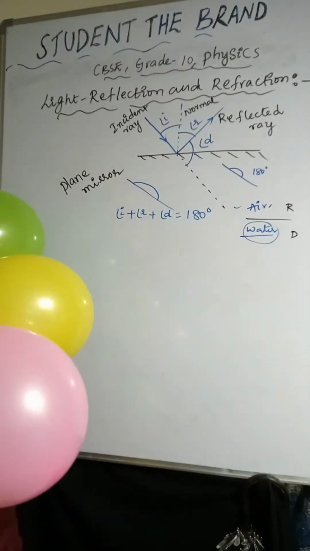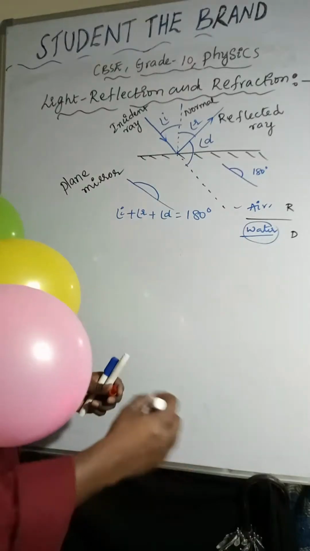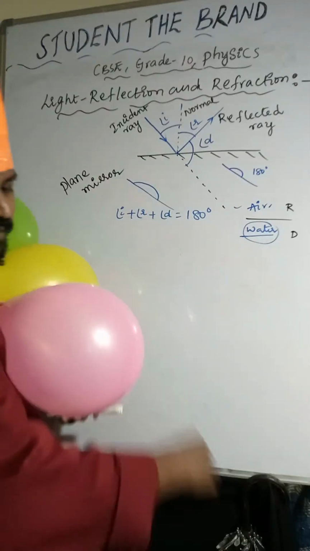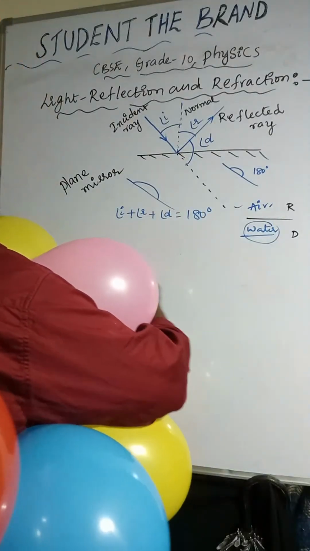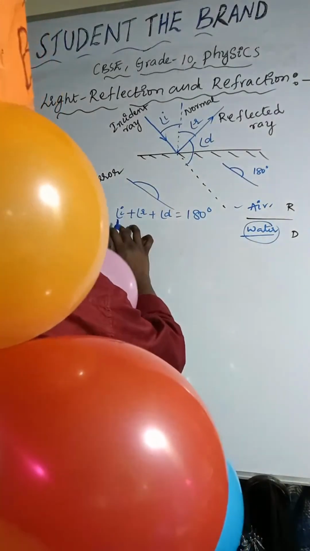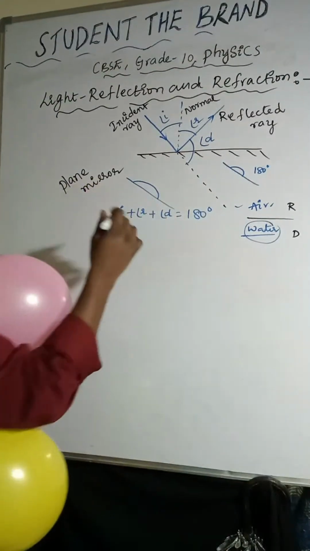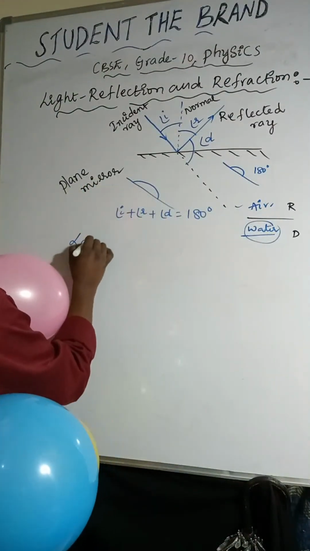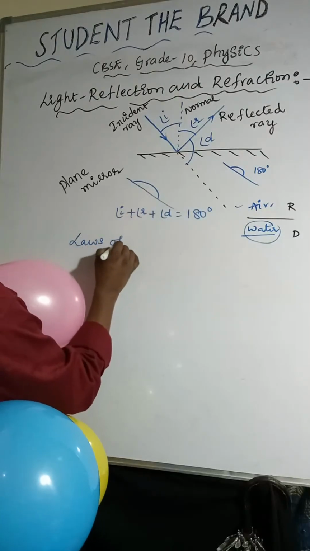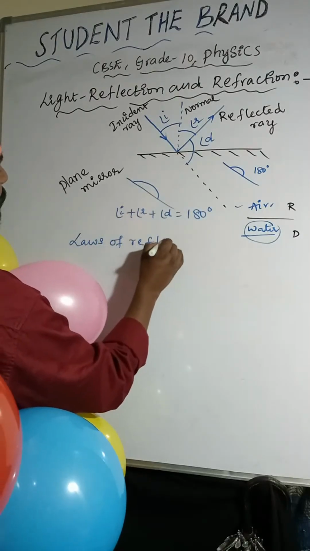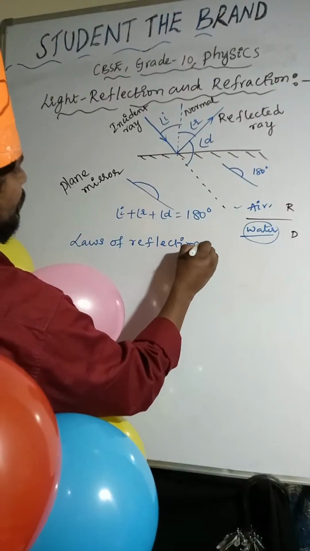Now you can observe here, angle of incidence plus angle of reflection plus angle of deviation equal to 180 degrees. So coming to laws of reflection, we will discuss what the laws of reflection are.